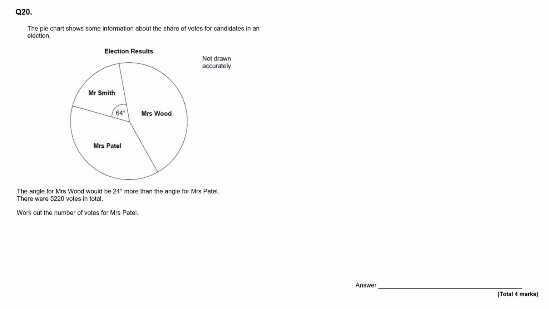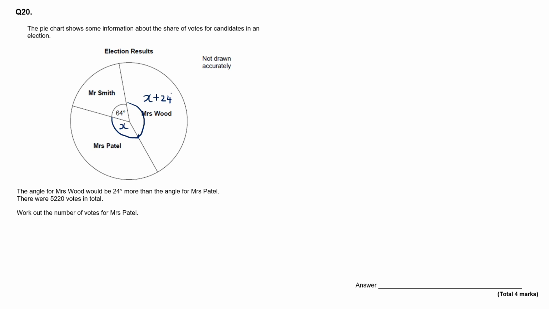Question 20. A pie chart shows some information about the share of votes for candidates in an election. The angle for Mrs. Wood would be 24 more than the angle of Mrs. Patel. So whatever this is, if I call this x, this is 24 degrees more. So I know angles around a point should add up to 360 degrees. So if I was to just add these up and take it away from 360, I should be able to find out x.